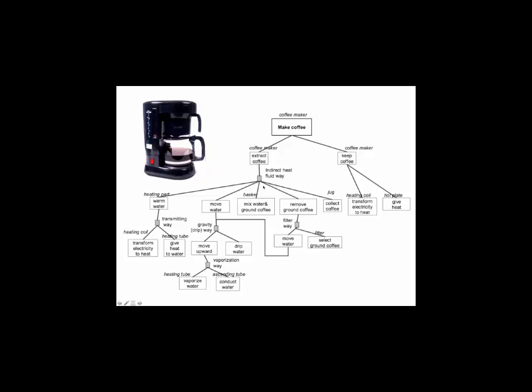Extracting coffee can be subdivided into several functions: warm the water, move the water, mix the water and ground coffee, and remove the ground coffee and collect the coffee. Keeping the coffee warm can be subdivided into transforming electricity to heat and transferring that heat to the pot. So this is a nice model because it's easier to come up with functions, because every time you arrive at a new function like extract coffee, you think to yourself, what functions go together to extract coffee? And if you think about it for a while and get used to this method and think in function modeling language, it's pretty easy to come up with a function model.